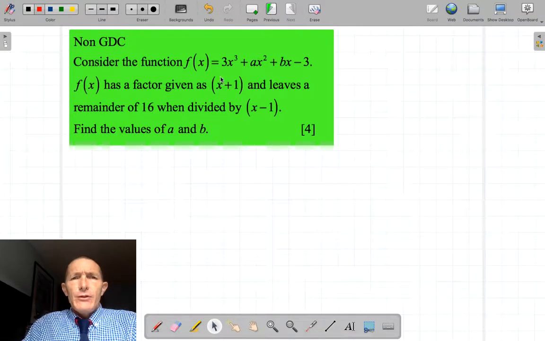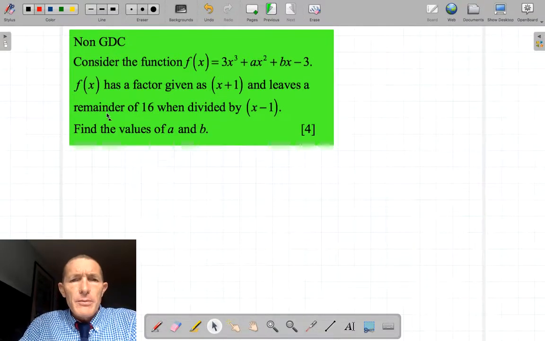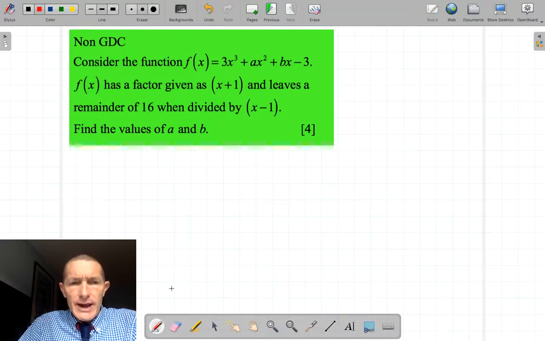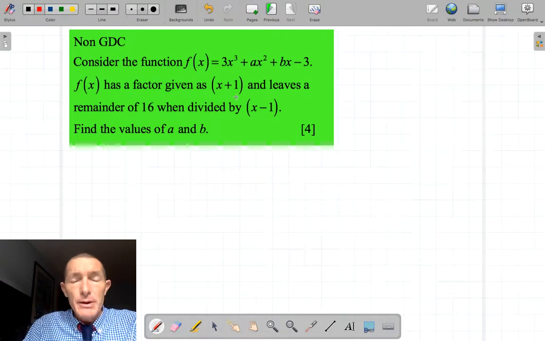Okay, we've got a high-level question here, and this is to do with factor and remainder theorem. And again, it's very straightforward. It's a green question. I would expect this to come up at the start of the paper, perhaps question 1, and it should be straightforward.